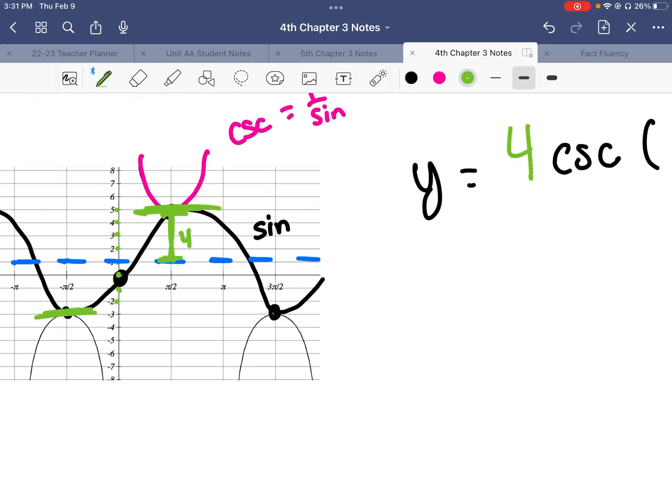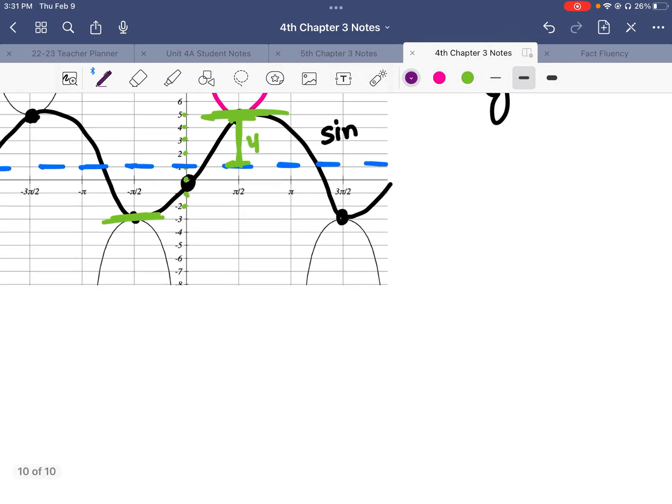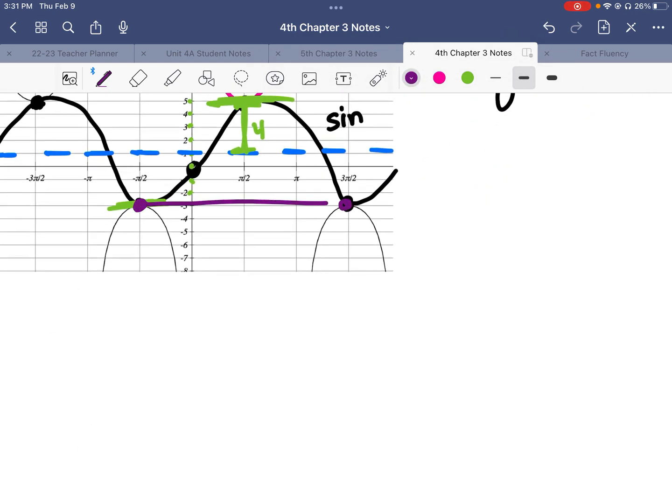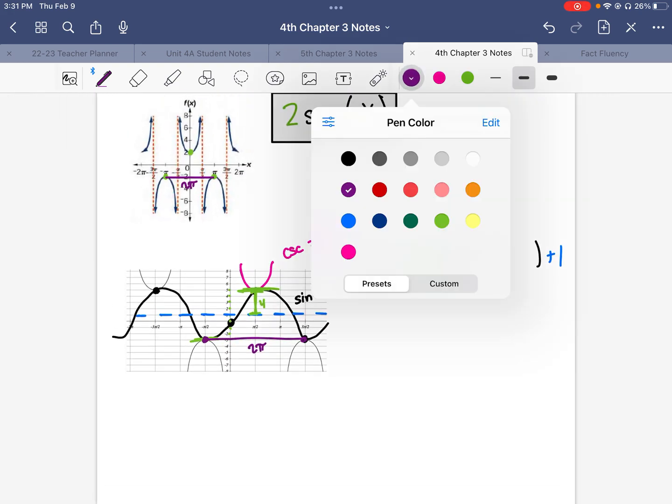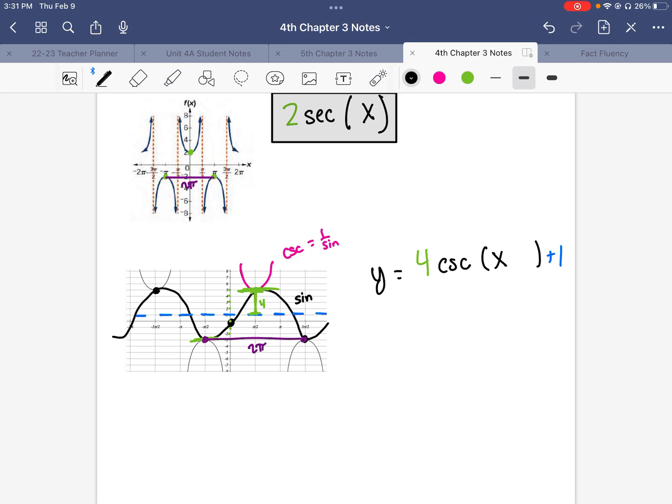And then we can take a look and see, has our period changed? And again, it's easiest to count from like a crest to a crest. So from -pi/2 to 3pi/2, well, that's still 2 pi. Okay, so no change on our period. And then we can check and see if it has been shifted at all. And this one has not. Okay, so there we go. And then we can just go ahead and say that is the function for this one.